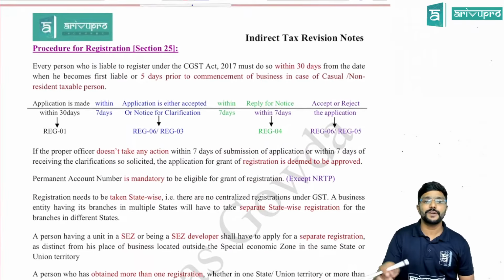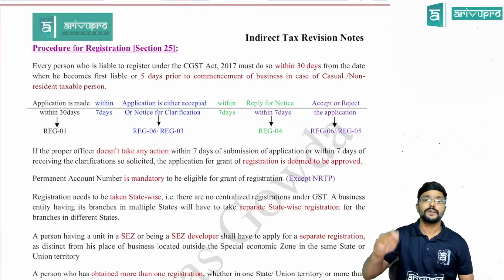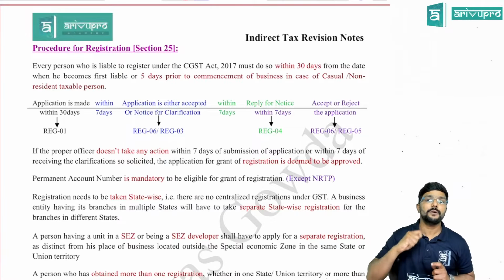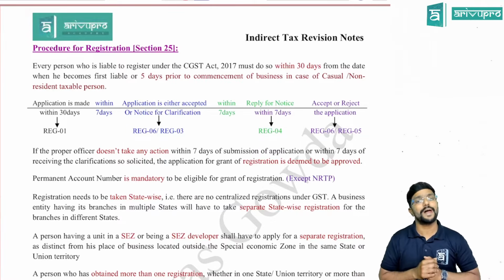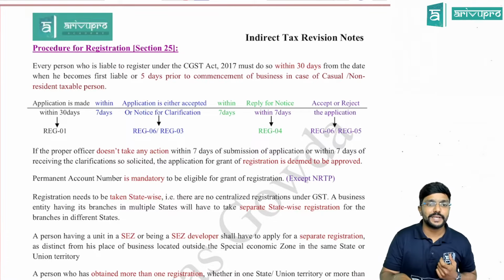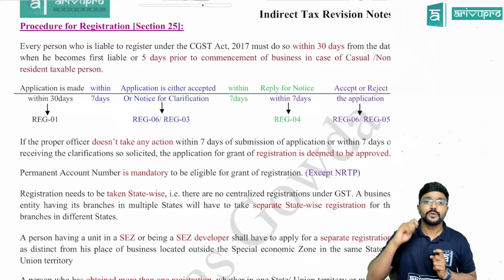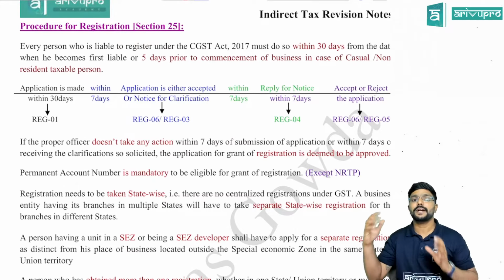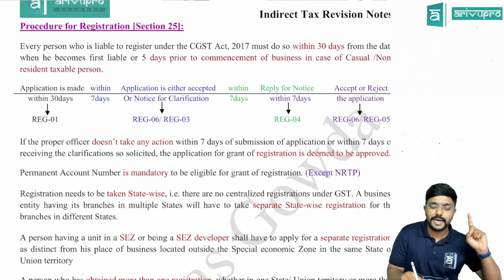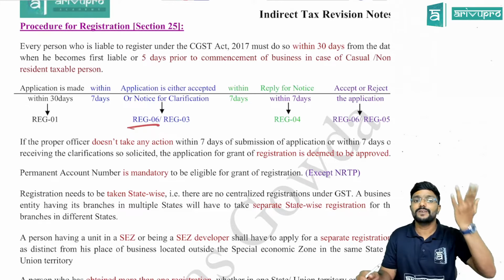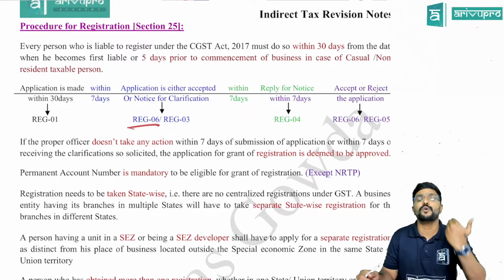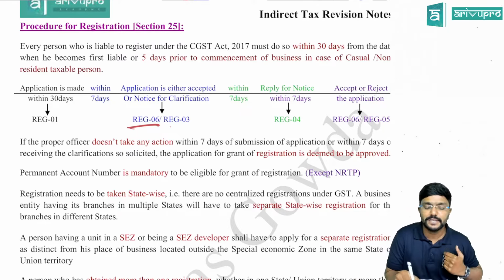Once I am liable for registration, within 30 days from the date I am liable for registration, I have to apply for registration in REG 01. And once I have made an application in REG 1, within 7 days, the proper officer will have 2 options. I have matched the colors here. So the application will be either accepted and the registration certificate will be granted in REG 6, or else he will issue a show-cause notice to me asking for more information or details in REG 3.